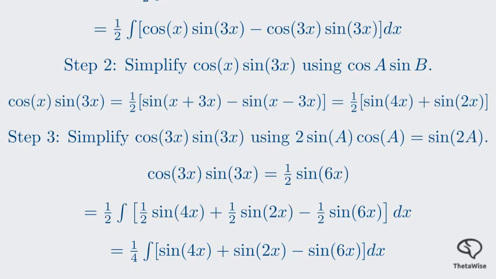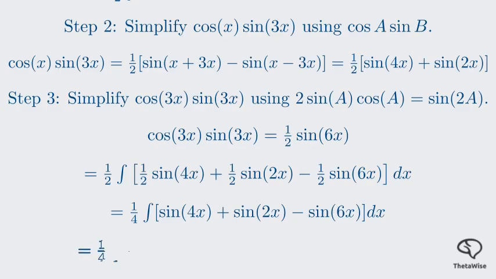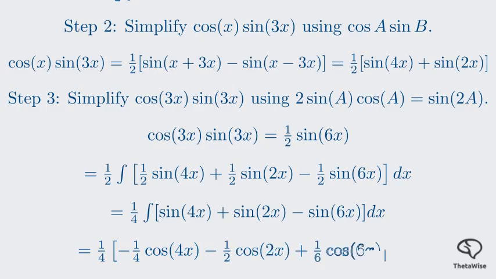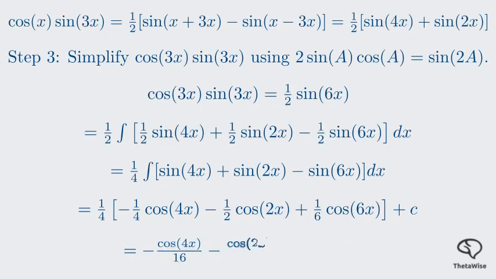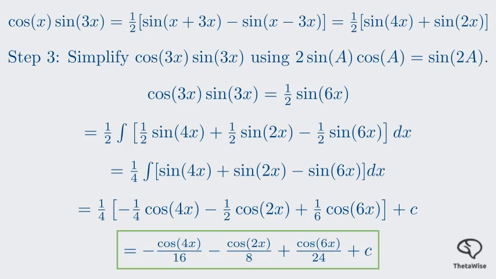The integral of sine kx is negative cosine kx over k. This gives 1/4 times negative cosine 4x over 4, minus cosine 2x over 2, plus cosine 6x over 6, plus c. Distributing the 1/4 gives our final answer. It's a bit long, but we got there by breaking it down into manageable steps. Verified using memo.